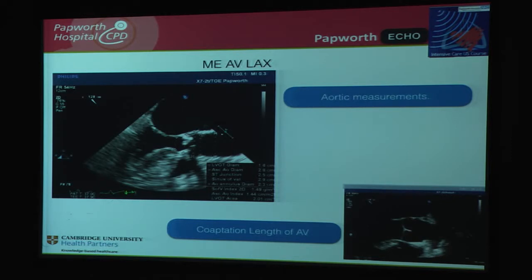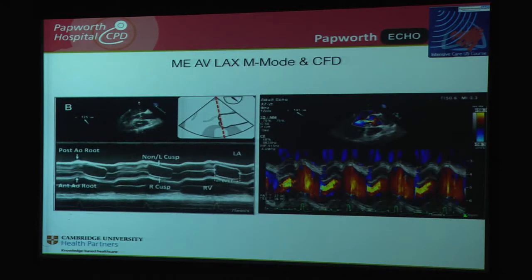And you also try and measure the coaptation length of the AV, which should normally be about 3 to 5 millimeters. Okay, and then I would use an M mode, initially without color to see if the leaflet movement is adequate. And then I would use an M mode with color flow Doppler to assess the severity of aortic regurgitation if there is any. Okay?